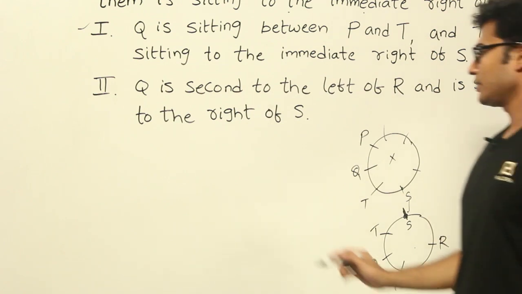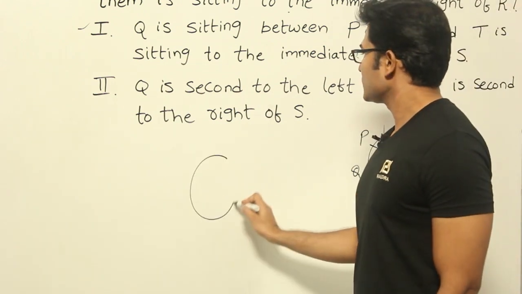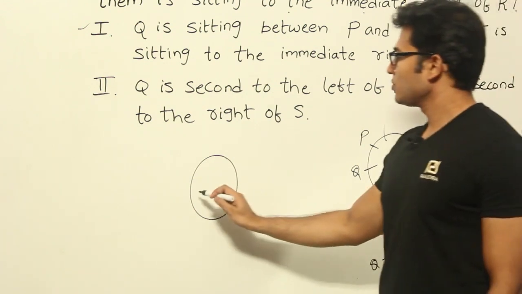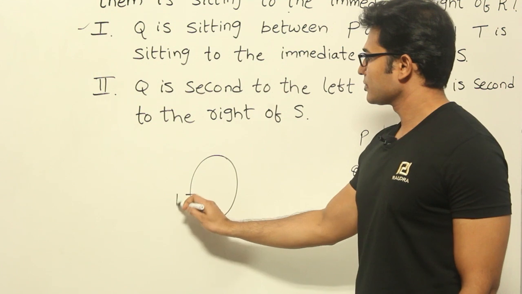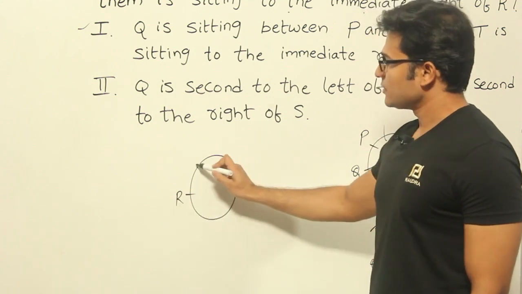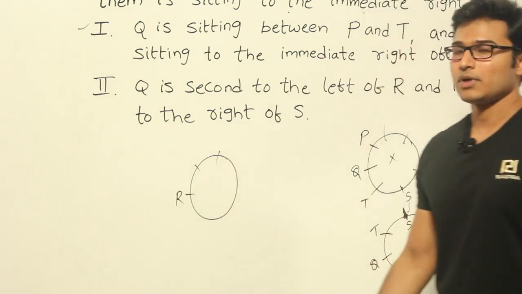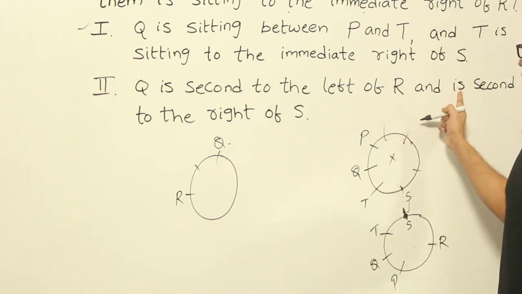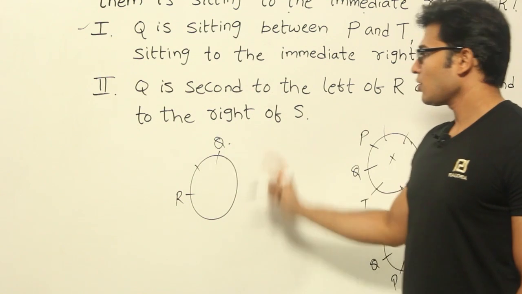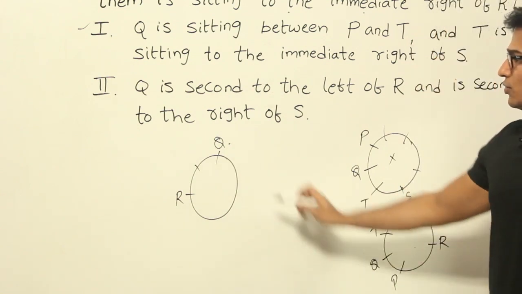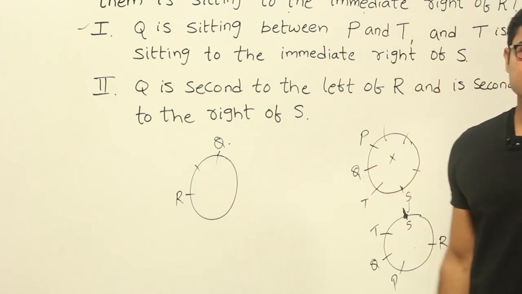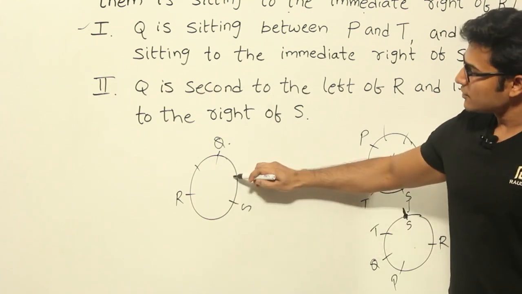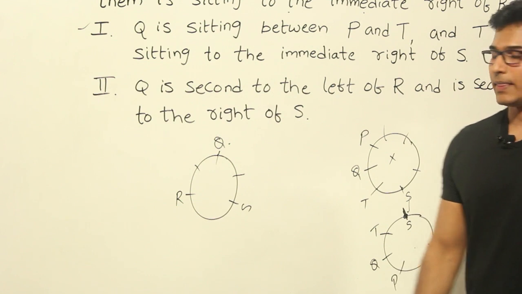So 2 is saying that Q is second to the left of R. So if I am going to write R here, and this is the first left and second left, okay? So Q is going to be second to the left of R and is second to the right of S. So Q is second to the right of S. So I have to place S somewhere here, and this is the first right and this is second right, okay?